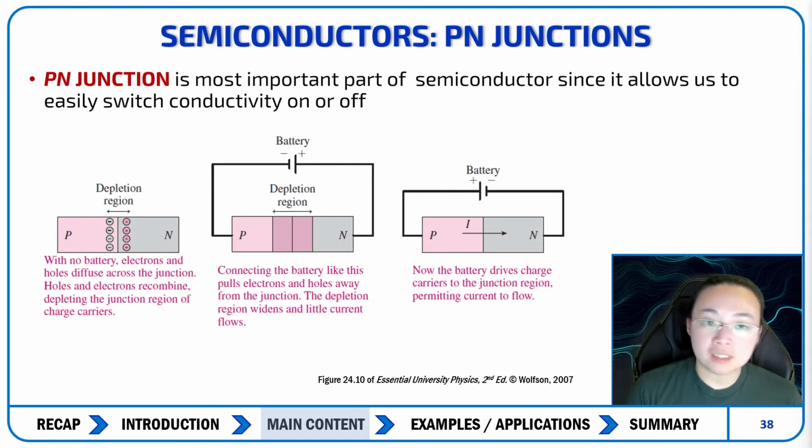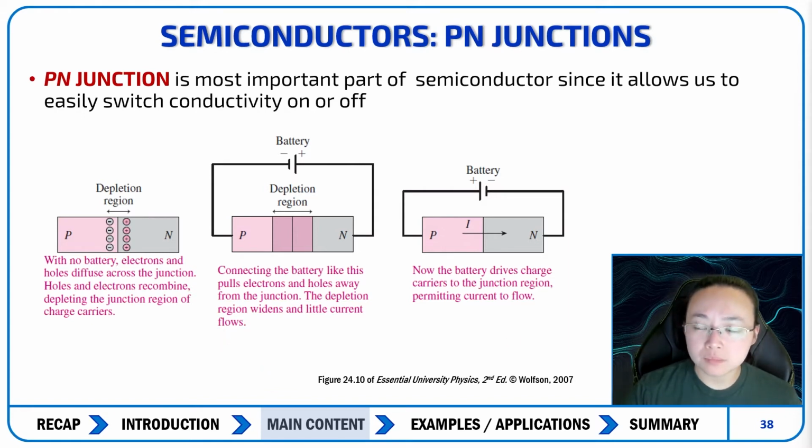So now that we know there's P-type and N-type semiconductors, we take a look at what we call PN junctions. A PN junction is the most important part of any semiconductor because it allows us to easily switch the conductivity on or off depending on what kind of material you have from one region to another. So let's explain these 3 diagrams. The first one over here, there's a P section, there's an N section, and we have what we call a depletion region.